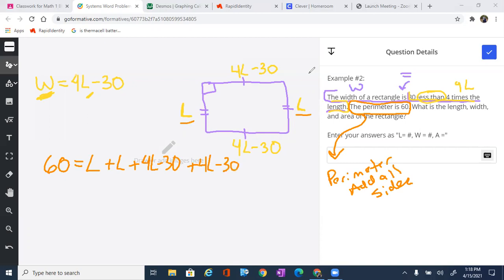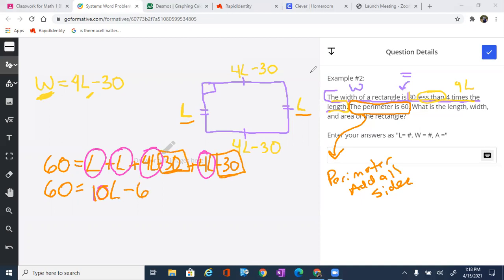Once we have that, we just need to take all of our lengths and collect those like terms. So like term, like term, like term, and like term. We have 1L, 2Ls, 4L gives us 6L, plus another 4L gives us 10L, or 10 lengths. And then we have this minus 30 and a minus 30. We collect those and that gives us minus 60. And we just keep solving from there.